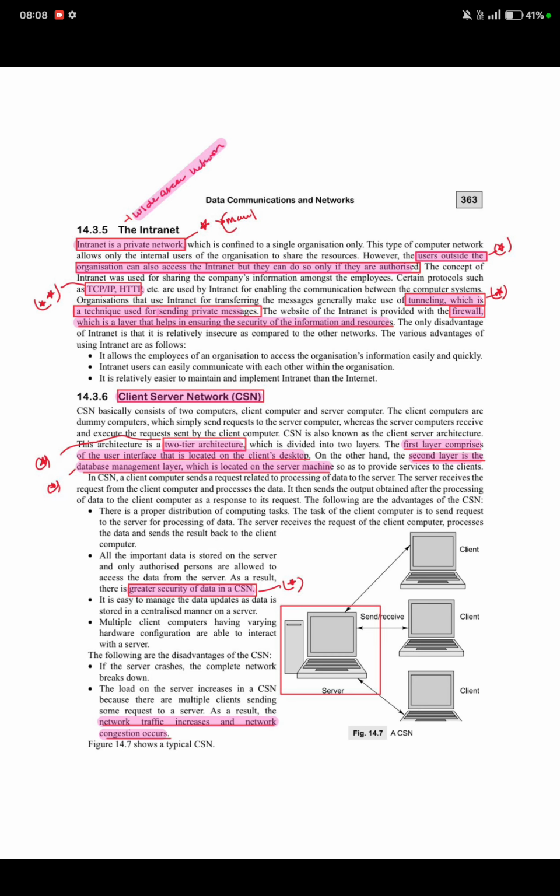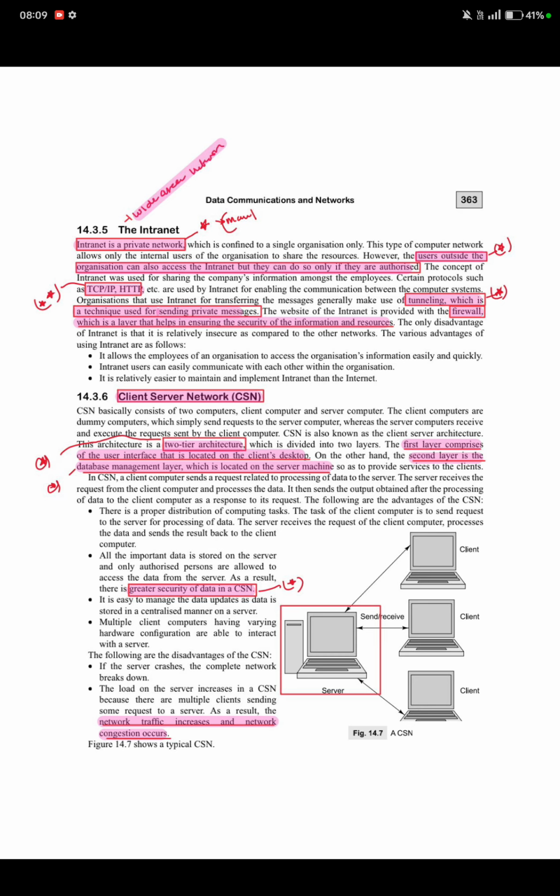Tunneling is a technique used for sending private messages. Firewall is a layer that helps in ensuring the security of the information and resources.